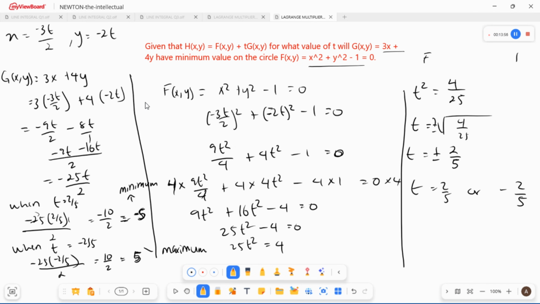But the question is asking us what value of t will give the minimum. So what value of t gives us the minimum, which is minus 5? That's 2 over 5. So that means the answer to this question is t is equal to 2 over 5. And then if they ask you what value of t will give the maximum value, then you know your answer is going to be minus 2 over 5. Very, very simple stuff. That's all for Lagrange multipliers.